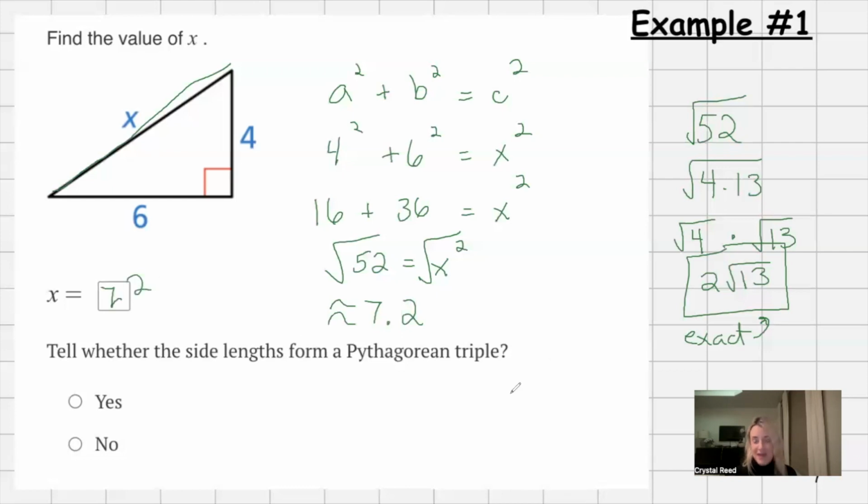Is this a Pythagorean triple? No, it's not, because it was a rounded one. If it was a Pythagorean triple, then it wouldn't be a decimal. You would have an exact number when you did that square root. So is it a Pythagorean triple? No, it's not. All right, let's try some more. That says 7.2 if you needed to clear that up a little bit.